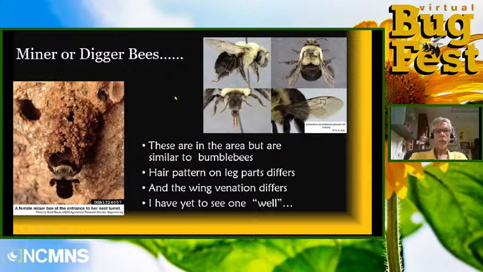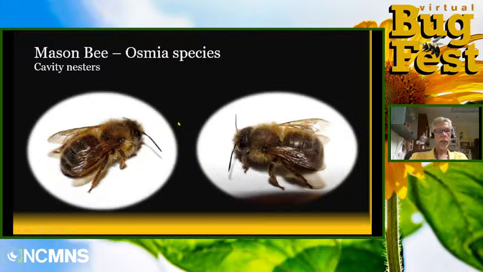I've had mason bees only a couple times. So this is one of them. And this is a small bee. It's maybe 1.5 times the size of my thumbnail. So it's not a very large bee, but it's a very hairy bee. And they're cavity nesters. Some of you may have put out little blocks of wood where you can drill into them. It's like a birdhouse for bees.